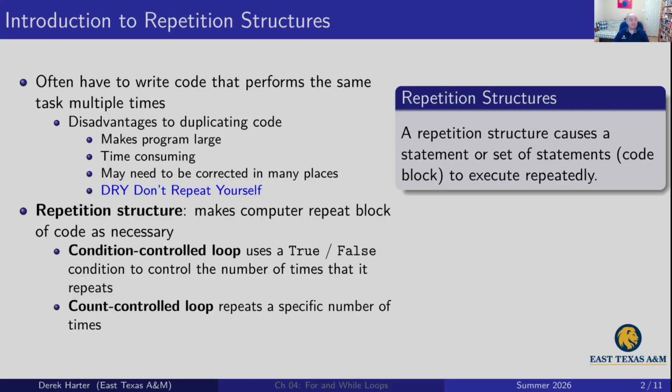So instead of copying and pasting your code, we want to use a loop, a repetition structure. We can have the computer repeat a block of code as necessary, as many times as necessary. There are two types of loops that we'll talk about in this video: condition controlled loops that just keep going as long as some condition is true, and they stop once the condition becomes false. That's what we mean by a condition controlled loop. Or a count controlled loop, where there's a specific number of times or specific number of things we need to perform an action on, and we're going to do it that set number of times.